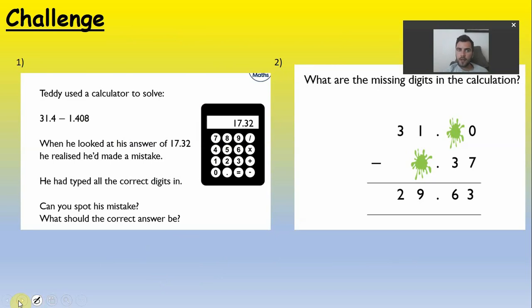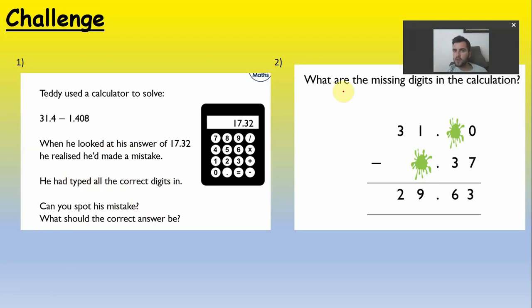And then finally, I've got 2 challenges here for you to have a go at today. Challenge 1, Teddy used a calculator to solve, and here's his sum. Okay, and that's the answer he got there. When he saw the answer, he realised that he'd made a mistake. He typed in all the correct digits, but can you spot his mistake? Where could he possibly have gone wrong? So, to answer this, explain in words. Top tip is I would use column subtraction, and try to go through a process of elimination. What mistakes could he have made?